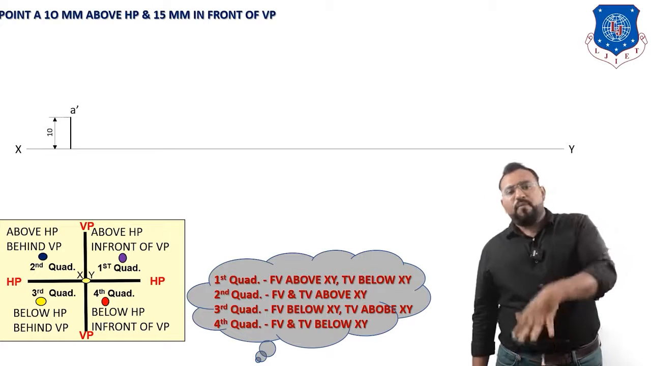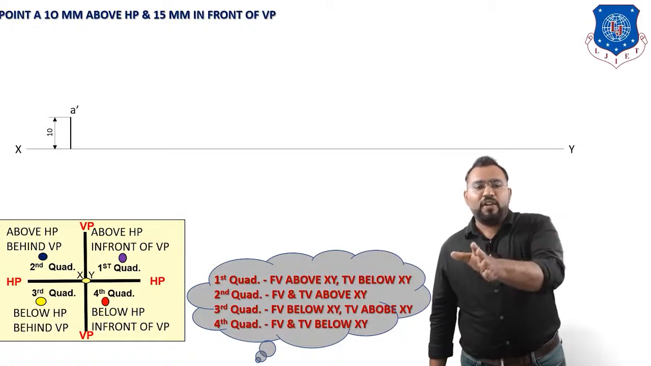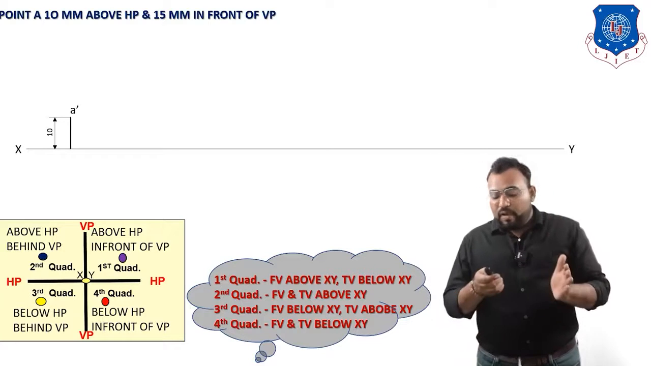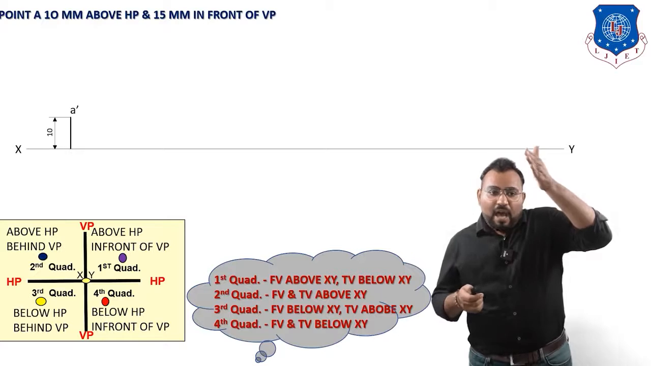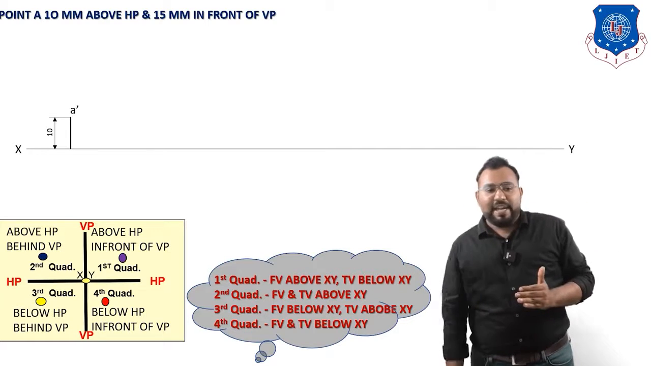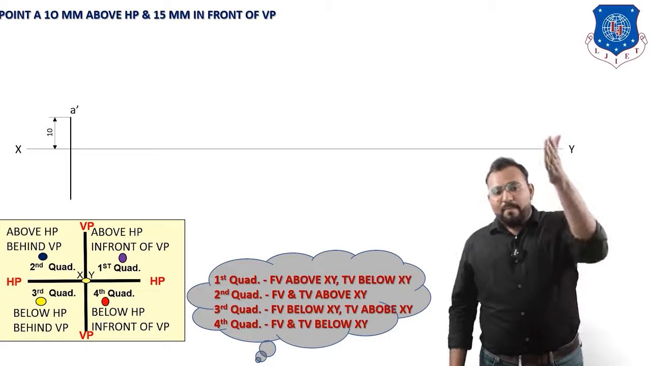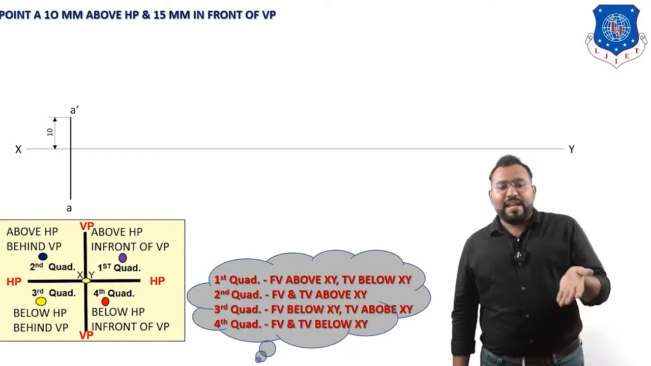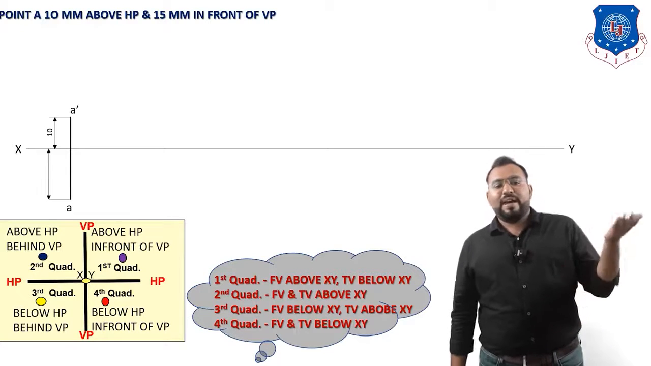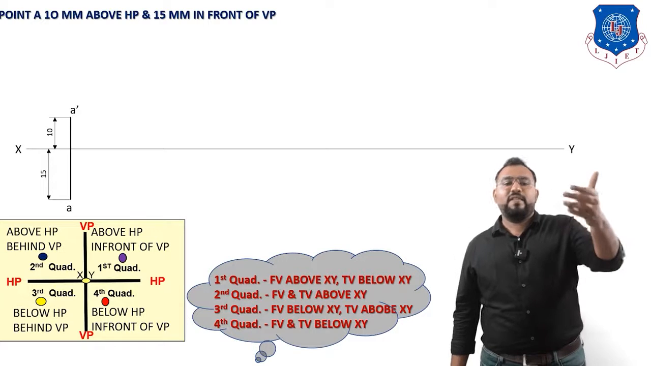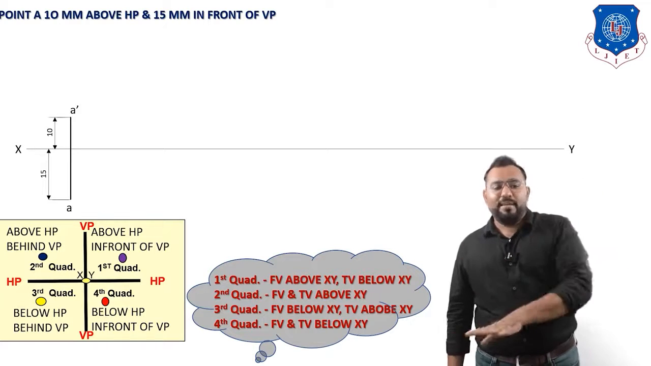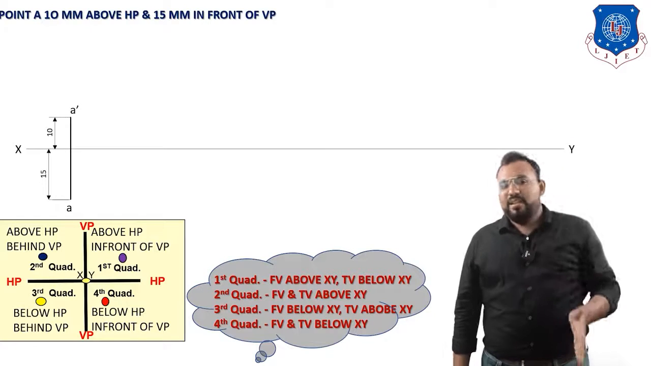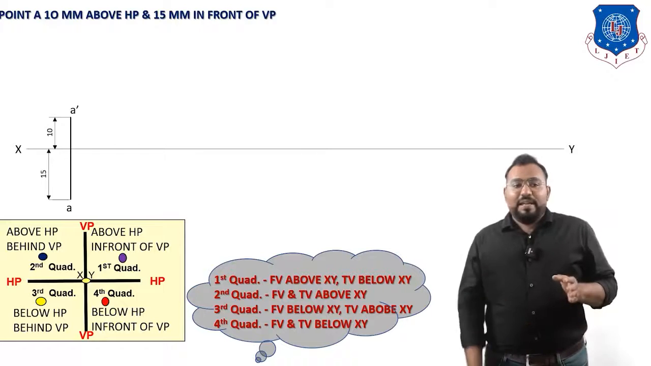Now we will draw the top view. I already told you that 15 mm in front of VP means it's talking about the top view, and in the first quadrant the top view is below the XY line. So we are going to draw a line which is 15 mm below XY. Now let us give a dimension to this. Draw an extension line like this and give the dimension by the align method. So it is 15 mm, and we will write the top view simply as a small letter a, because it is the top view. Now you can see that the front view and top view are both in the same line. So always remember that. Now let us solve the second point.